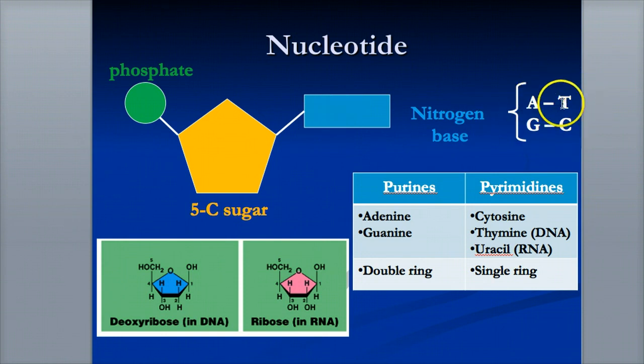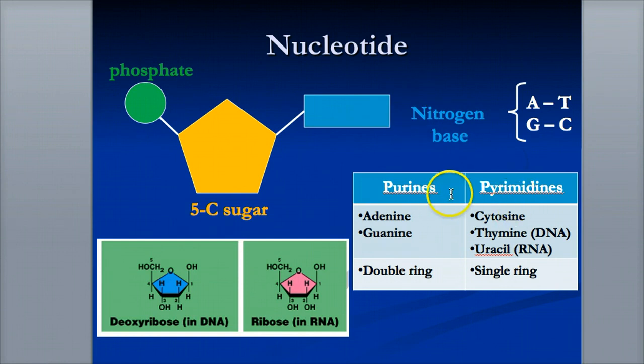A always pairs with T, so T and A are always paired together, and G and C are always paired together. Remember, RNA does not have T, so instead it's A and U and G and C for RNA. So again, a nucleotide has 3 pieces: phosphate, 5-carbon sugar, and a nitrogen base.